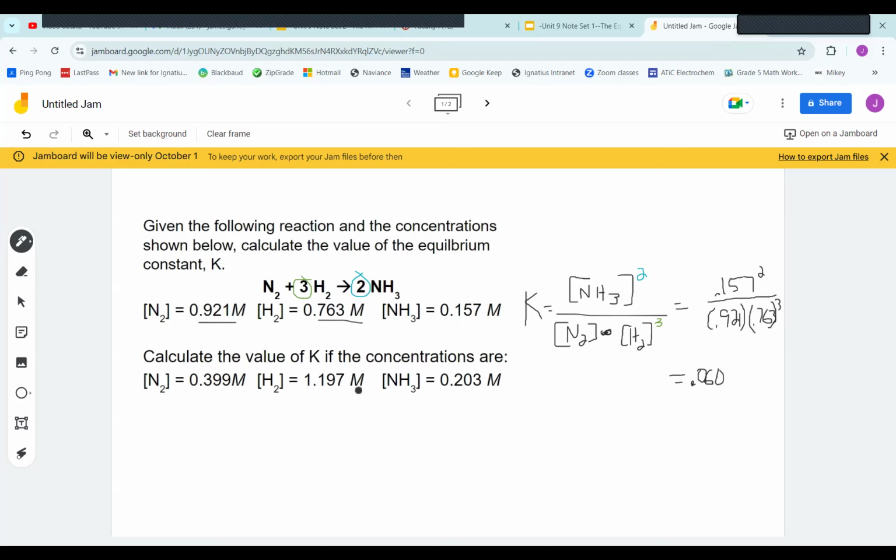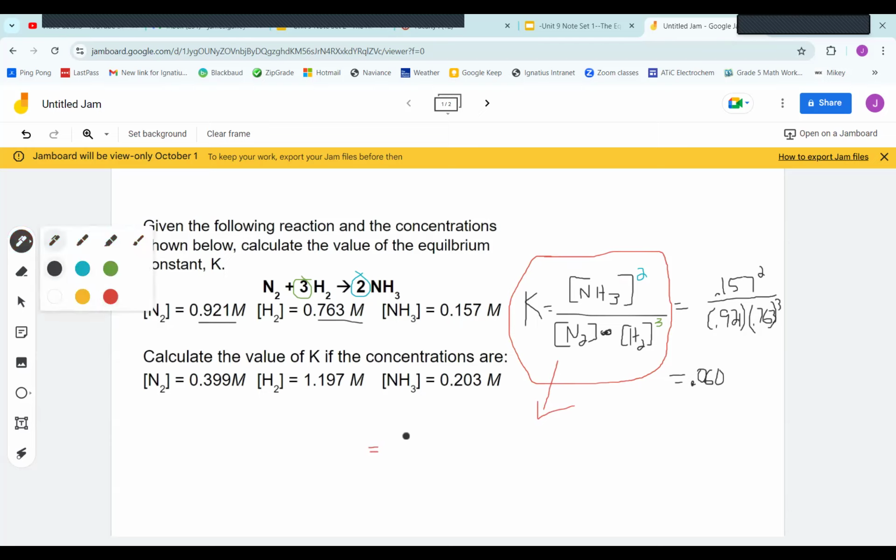There's another part to this problem. It says calculate the value for K if the concentrations are now different. If the N2 concentration is 0.399 and the H2 is 1.197 and the NH3 is 0.203. We'll use the same expression for K. This expression for K is good no matter what the concentrations are. We're just going to apply it under a new set of circumstances here.